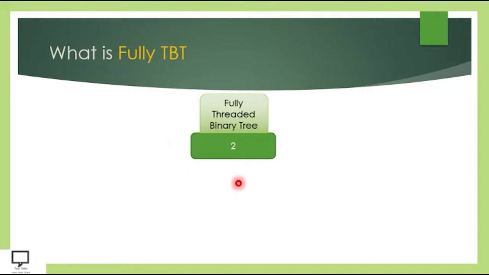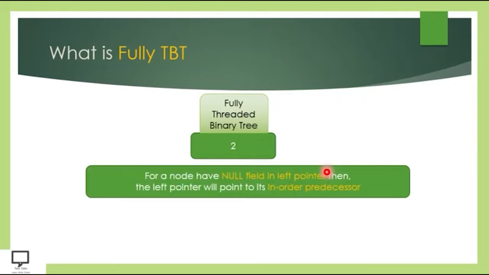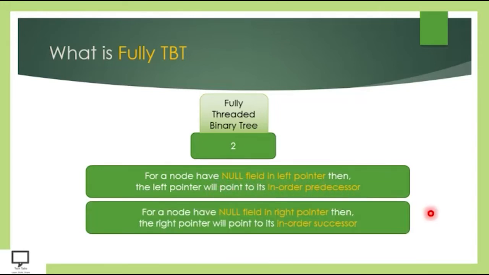Just now we have seen the single threaded binary tree, where we took care of only the left pointer in the left threaded binary tree and the right pointer in the right threaded binary tree. But here in the fully threaded binary tree, we will take care of both the pointers. So for a node which has a null field in its left pointer, the left pointer will point to its in-order predecessor. In the same way, if a node has a null field in its right pointer, then the right pointer will point to its in-order successor. So both things we are going to take care of in the fully threaded binary tree.